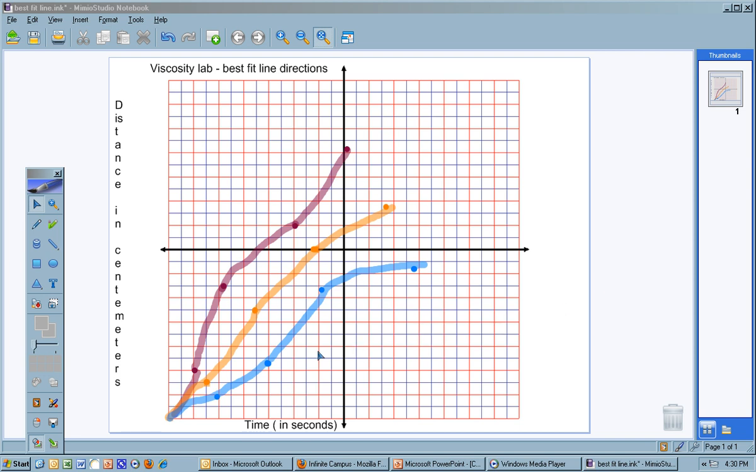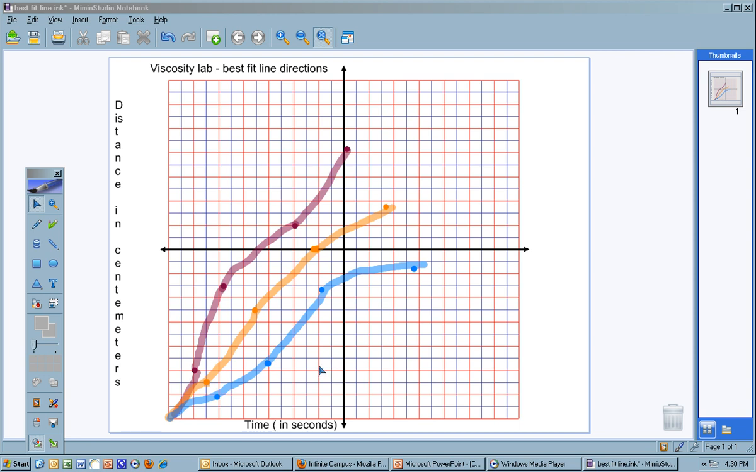This is the viscosity best fit line directions for the viscosity lab. This lab includes 3 tubes filled with fluid. 1 tube is red, 1 tube is blue, 1 tube is green. You are measuring how long it takes the fluid to travel a particular distance. When you are done collecting your data, you're asked to take that data and turn it into a graph.